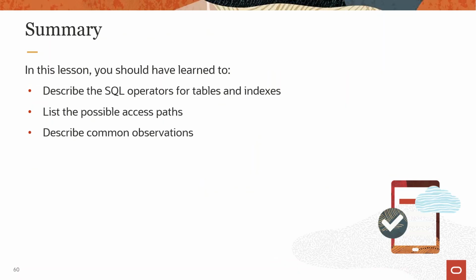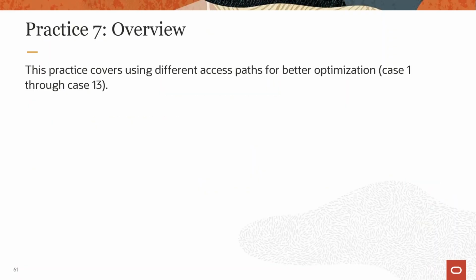Now in this chapter, you have learned to describe SQL operators for tables and indexes, list possible access paths, and describe some common observations. The exercises of chapter number 7 cover the utilization of different access paths for better optimization.